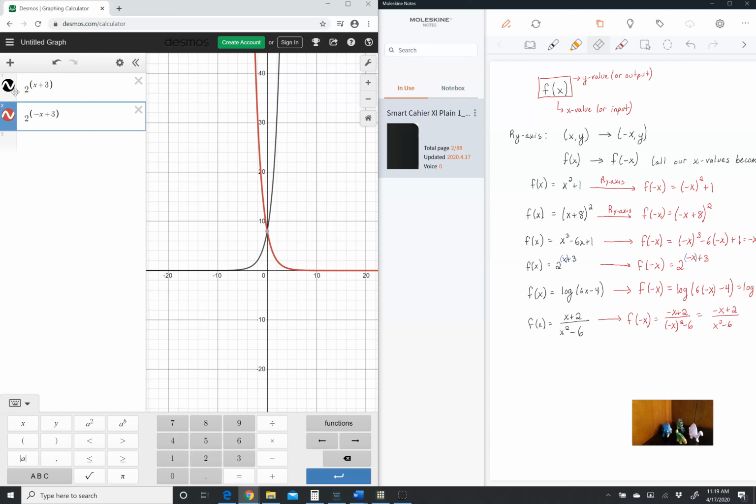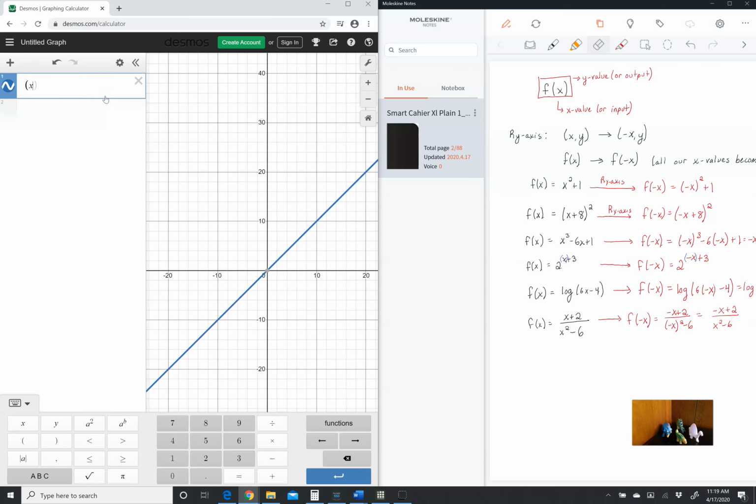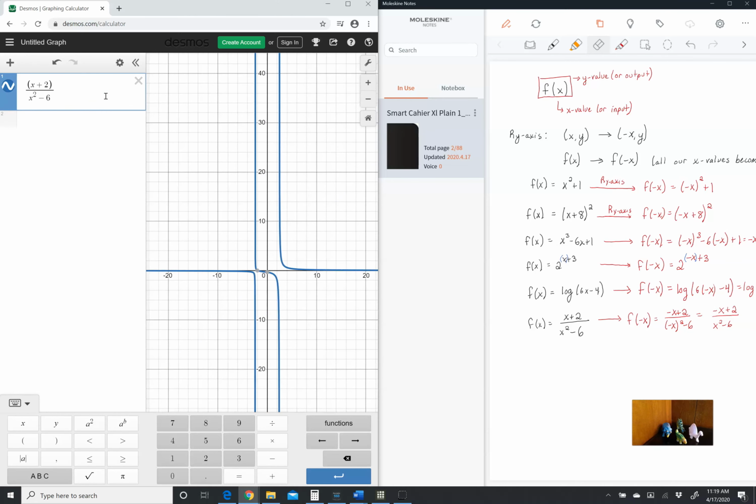Let's try the reciprocal and see if we could see it. Let's do x plus 2 divided by x squared minus 6. Okay, so we could see what the function is in blue. Now let's take its reflection.